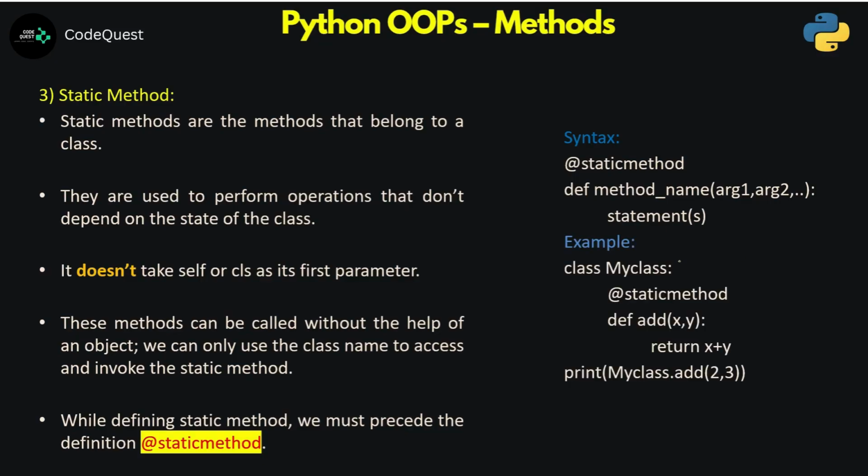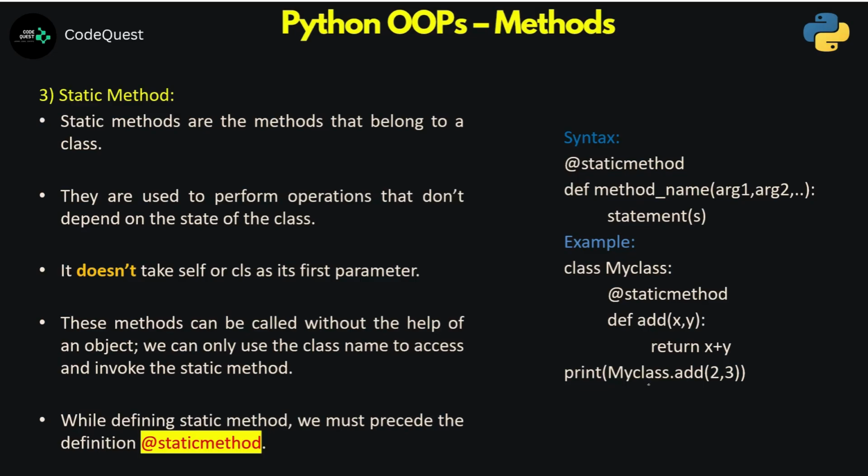Now, for example, I'm taking some class, MyClass, with some @staticmethod. So this add method is automatically going to behave like a static method. We took some variables here, x and y. Let's say it is returning x plus y. Now we are just calling this method. What is the method name? Add. Because this is a static method, I don't need any object to invoke this. Rather, the class name is sufficient.